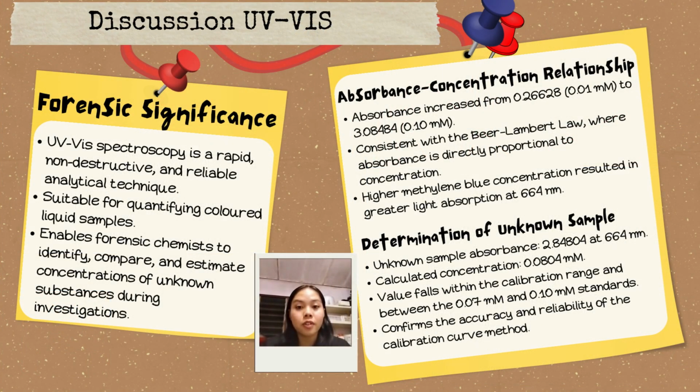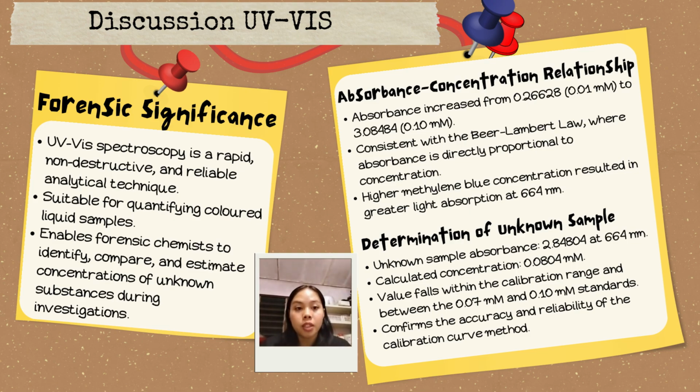Next is the discussion for UV-Vis. First, the absorbance-concentration relationship shows that the absorbance increased from 0.26628 for the 0.01 mM standard solution to 3.08484 for the 0.10 mM standard solution. This trend follows the Beer-Lambert law, which states that the absorbance is directly proportional to concentration. As the concentration of methylene blue increased, more light at 664 nm was absorbed by the solution.